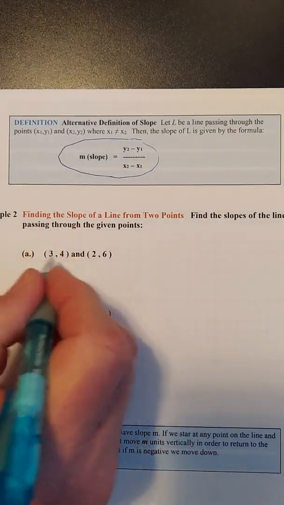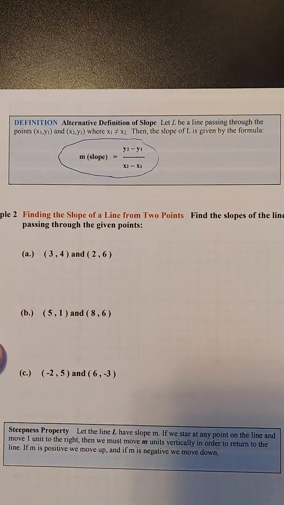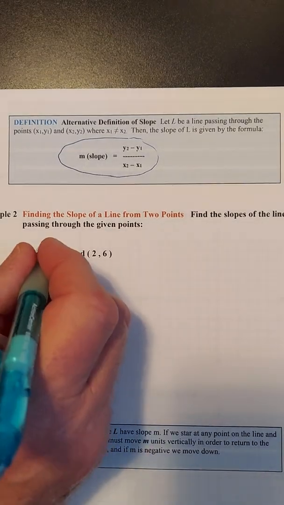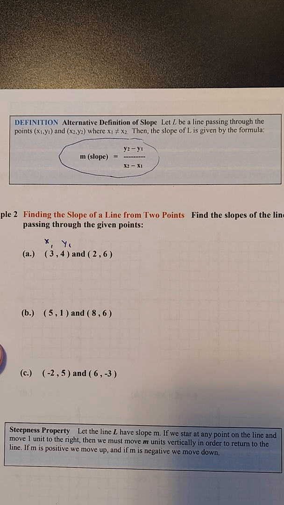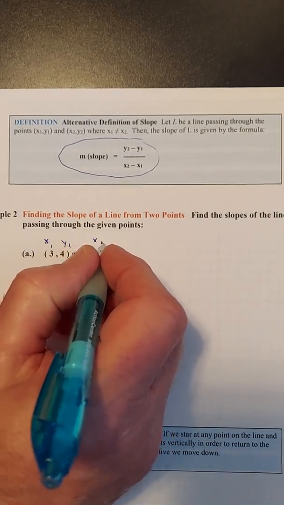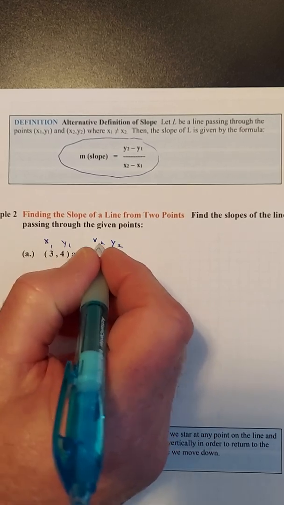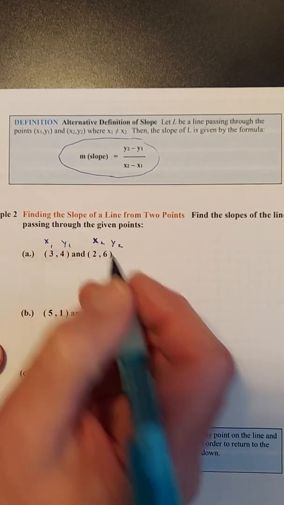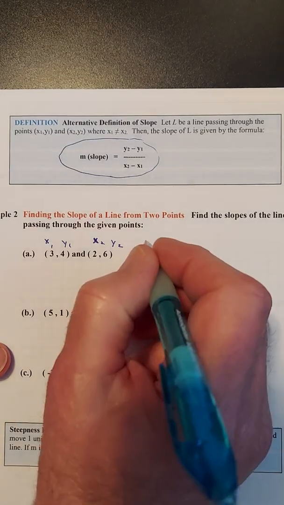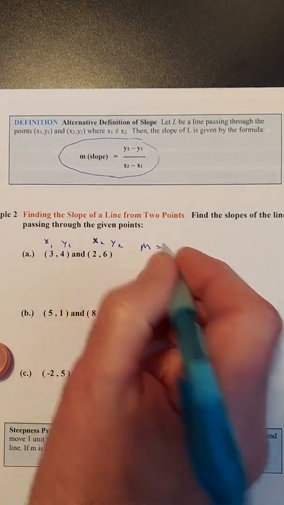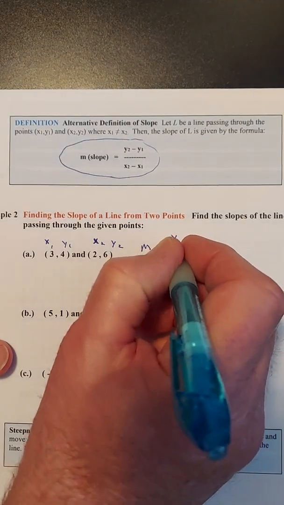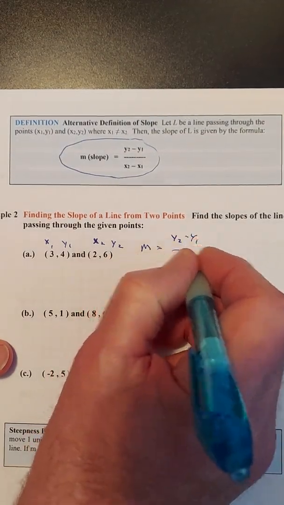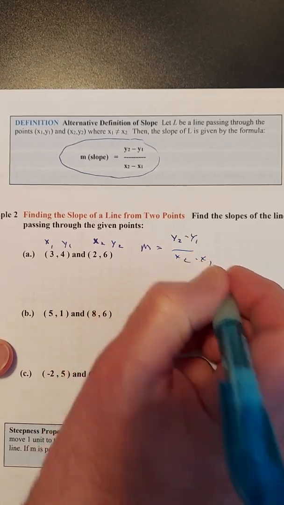Okay, if you're new to doing this or you're not real good at it yet, I always just label that one as x1, y1. That's the first point, so it's got the subscript of 1. The second point has subscripts of 2. So you've got x sub 2 and y sub 2 there. So the slope, m, always use m for the slope, is y2 minus y1 over x2 minus x1.